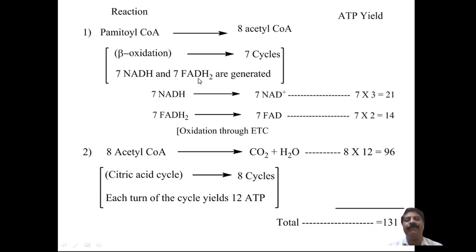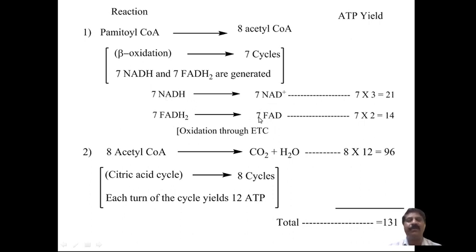Now here 7 NADH and 7 FADH2 are generated. We know already from the previous session that 1 NADH molecule liberates 3 ATP molecules. Keep in mind, therefore 7 into 3 will be 21 ATP molecules. Then 7 FADH2 molecules are converted into 7 FAD; this is the reduced form and this is the oxidized form.